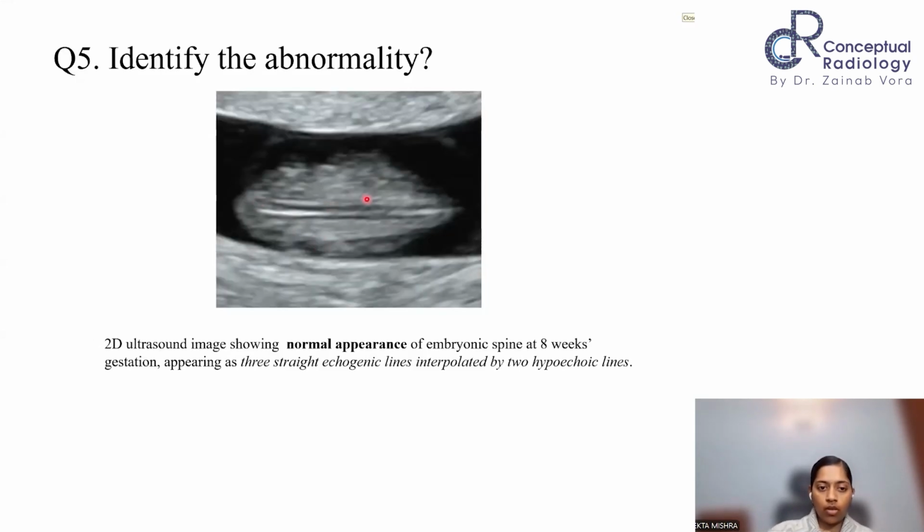Okay. So the coronal section of the spine, when you are screening or cruising through the spine, the image happens to be like this. 3 echogenic lines, 3 ossification centers, and 2 hypoechoic lines in between. That's how a normal spine in coronal plane would look like.